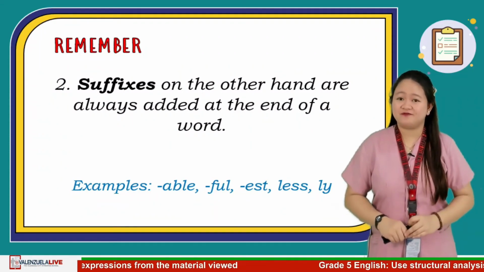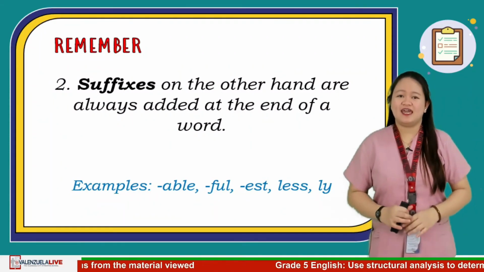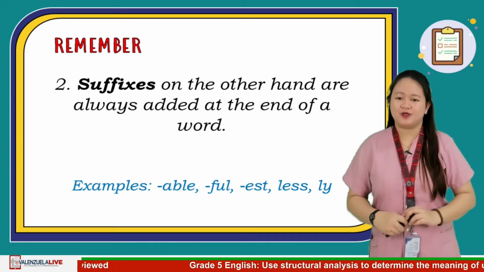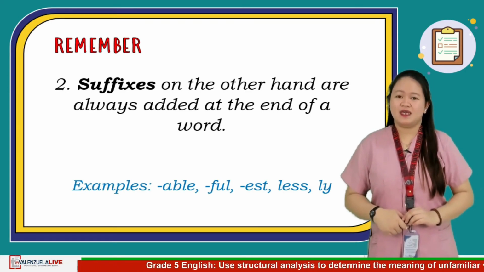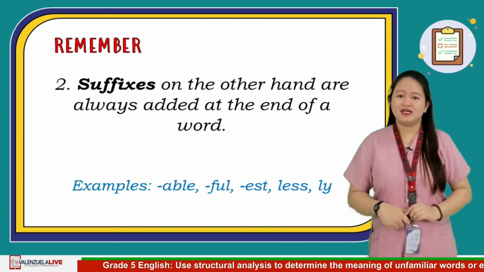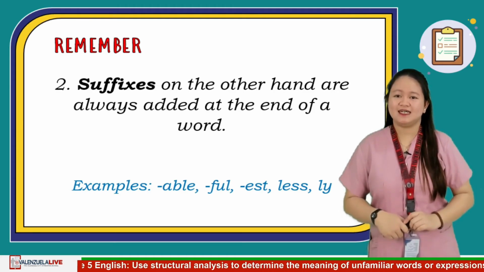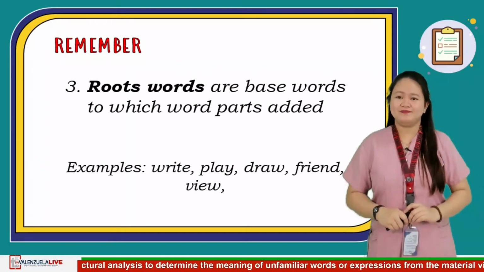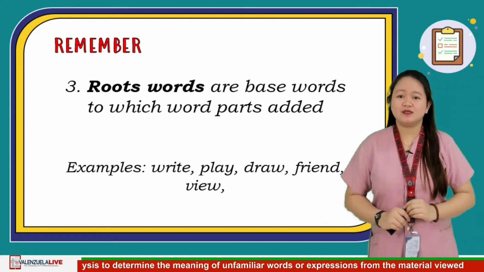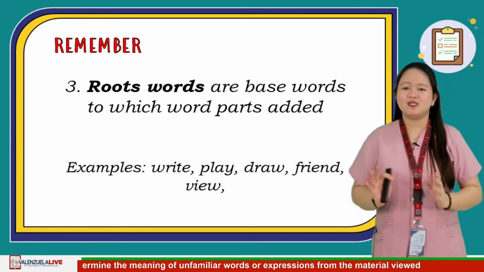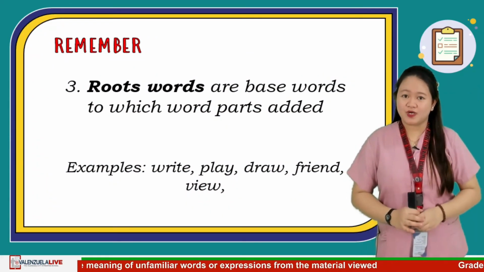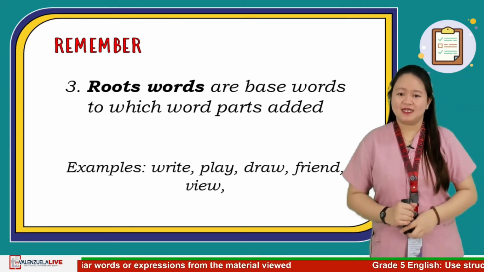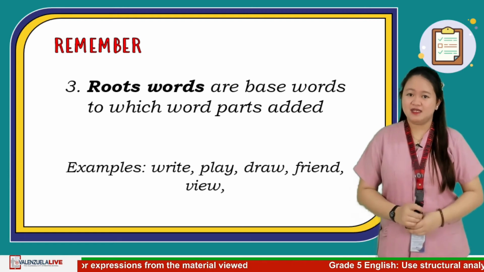Number two, we have the suffixes. On the other hand, they are always added at the end of a word. Example, able, ful, est, less, and ly. Number three, the root words. These are the base words to which word parts are added. Example, write, play, draw, friend, view.